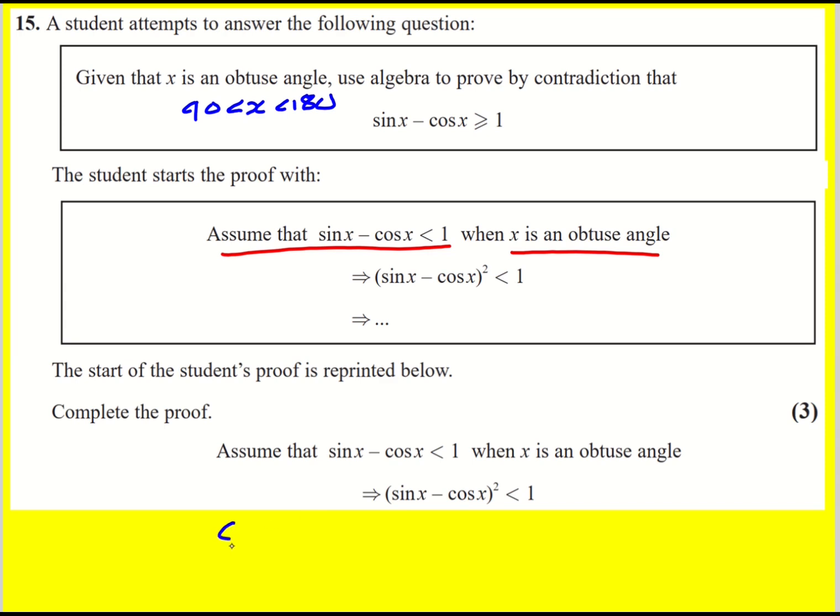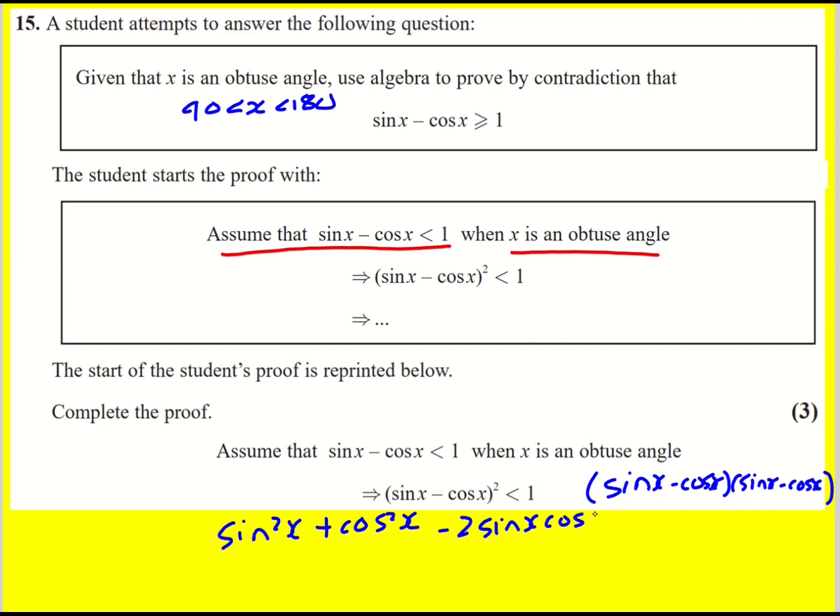Let's multiply the bracket out. We would get sine x minus cos x times sine x minus cos x. So I'm going to multiply the bracket out. I'm going to get sine squared x, cos squared x, then a minus sine x cos x and then another one, so minus 2 sine x cos x. And that is less than 1.